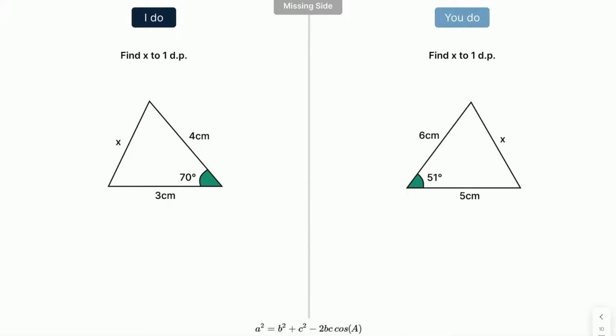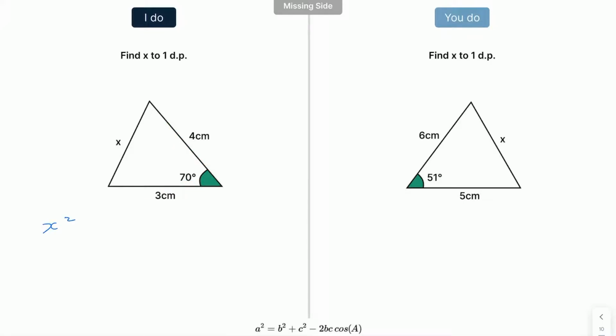So now we're looking for a side, but the angle is on the bottom right, but again, the exact same rules apply. Does the side have an angle opposite it? Yes, it does. Can we use the sine rule? No. Okay, can we use the cosine rule? Yes, we can, because we have two sides and an angle between them.